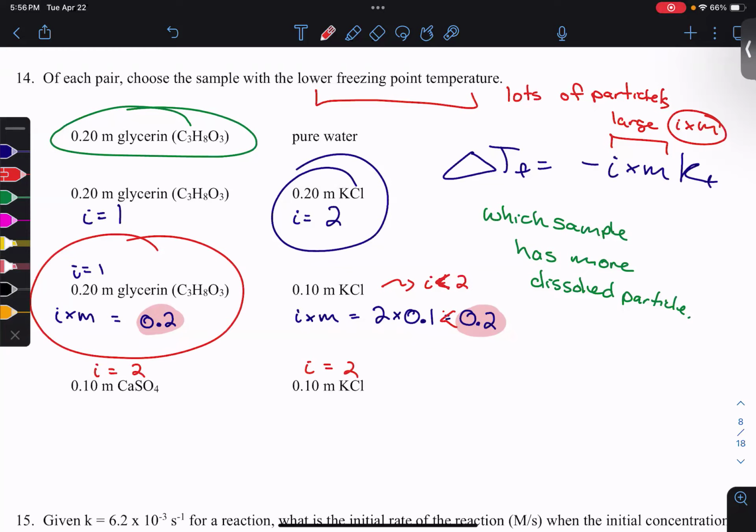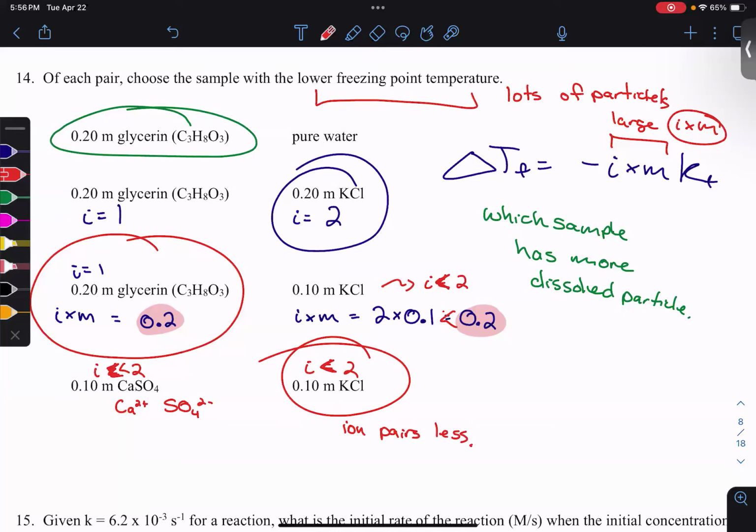KCl can ion pair, so its I is slightly less than 2. Can calcium sulfate ion pair? Yes, it can, because it also contains ions. But which one can ion pair more, I guess? It's the sulfate one, and the reason is because calcium sulfate is made up of higher charge stuff, so it ion pairs more. Those ions are more attracted to one another. So in this example, the KCl ion pairs less.